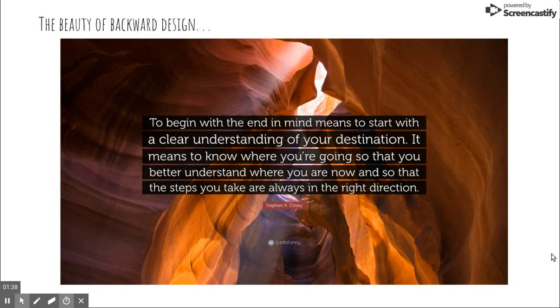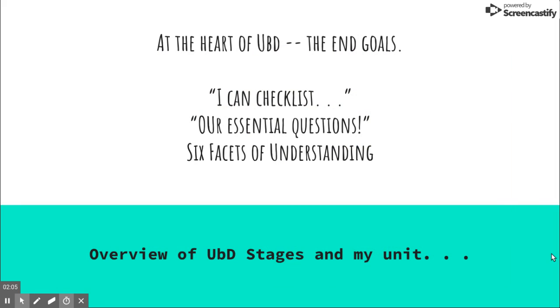The beauty of the backward design, as I borrow a quote from Stephen R. Covey, who is the author of the 7 Habits of Highly Effective People, he says, "To begin with the end in mind means to start with a clear understanding of your destination. It means to know where you're going so that you better understand where you are now, and so that the steps you take are always in the right direction." And I feel like that just really complements what we have learned about UBD. At the heart of UBD is the end goals.